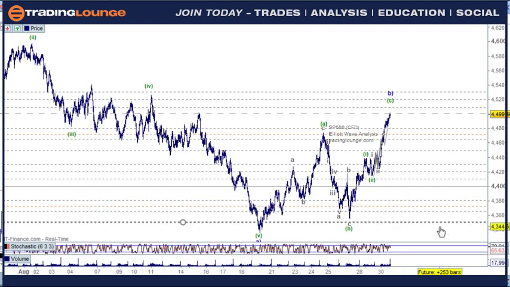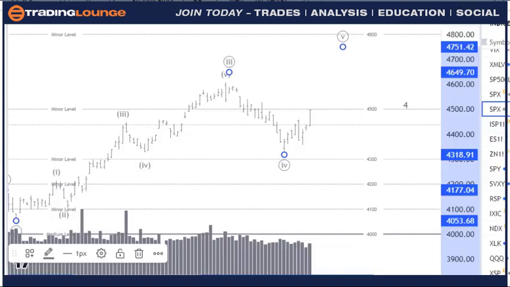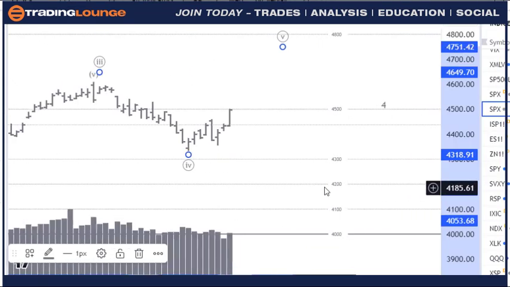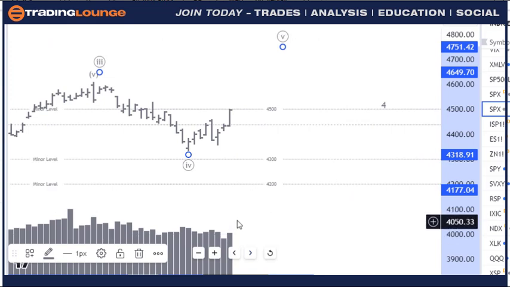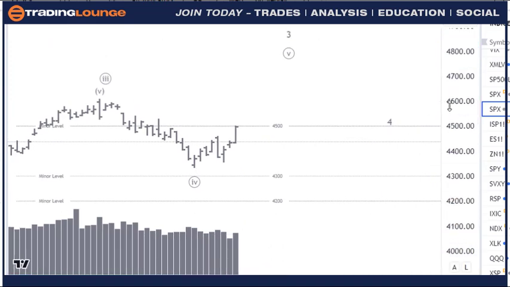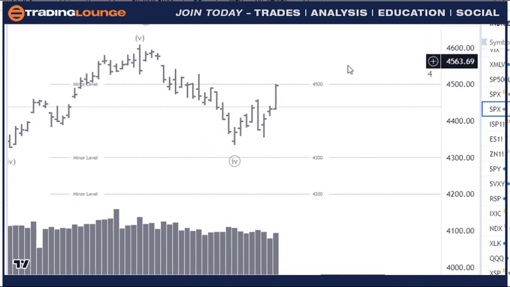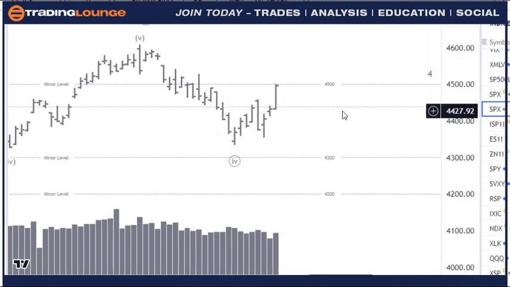I just want to have a look at the volume on this too. This is the SPX here. So yeah, we've got increased volume coming in on this. So that's all positive at this point. So I'll keep an eye on the volume.